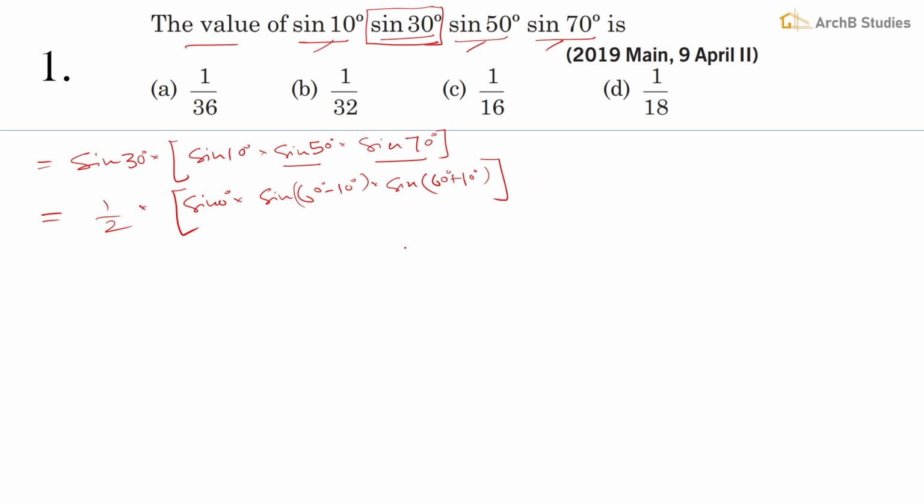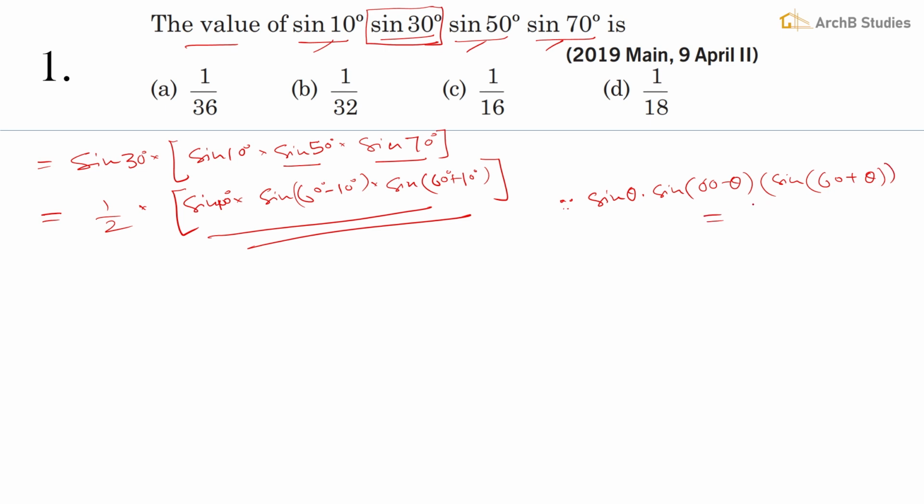Now this is a formula. If you have sin theta multiplied by sin 60 minus theta into sin 60 plus theta, this gives sin 3 theta divided by 4. This is a formula, so we have to apply this formula in this one.